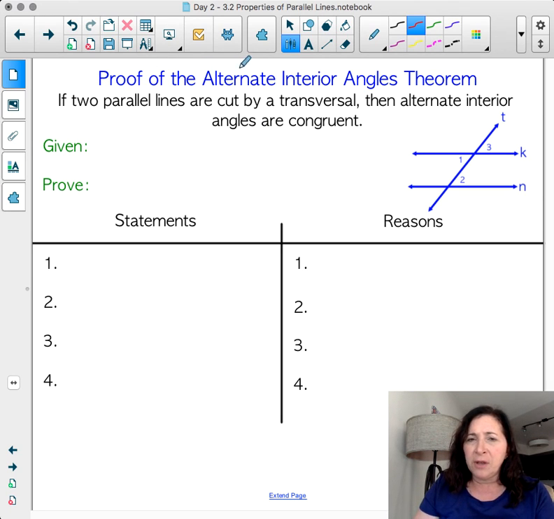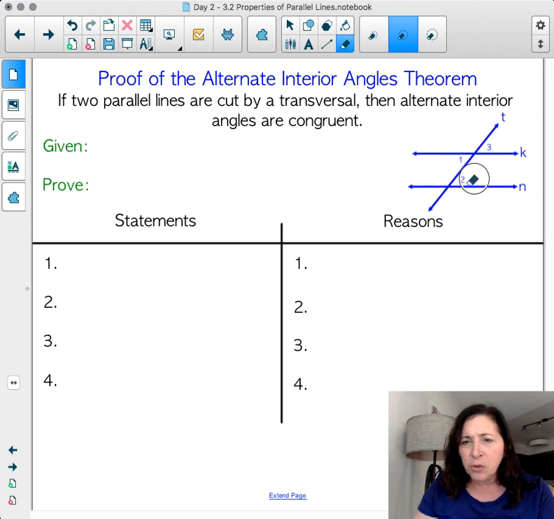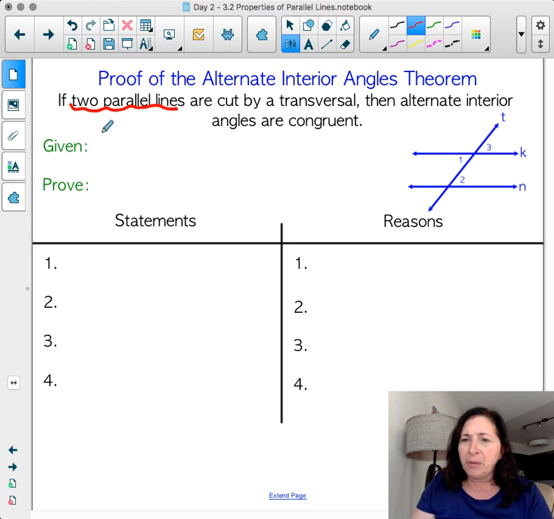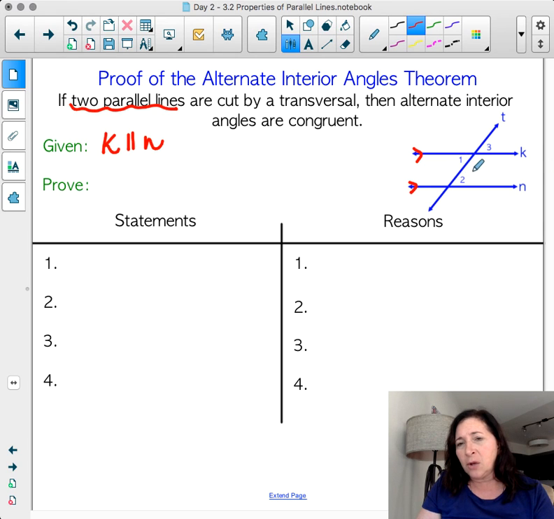So here's a proof of the alternate interior angle theorem. Remember, the alternate interior angle theorem states that angle 1 is going to be congruent to angle 2, but in this case, we're trying to prove that. In trying to prove that, you need to understand what you would be given. Well, you're given that two lines are parallel, so you'd say that K is parallel to N. That's given. We're going to try to prove that angle 1 is congruent to angle 2.